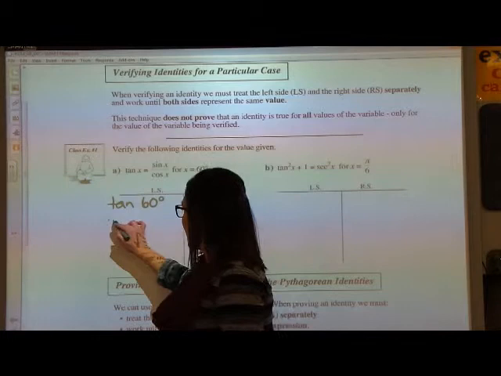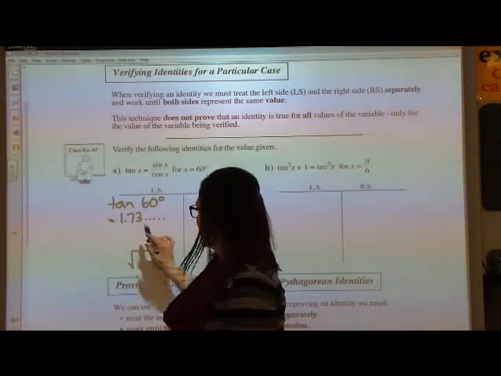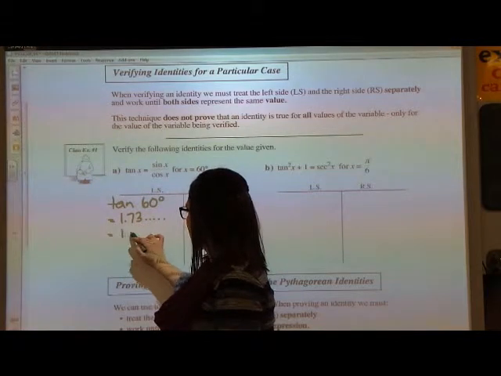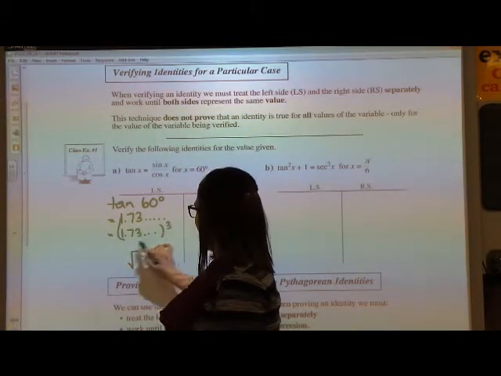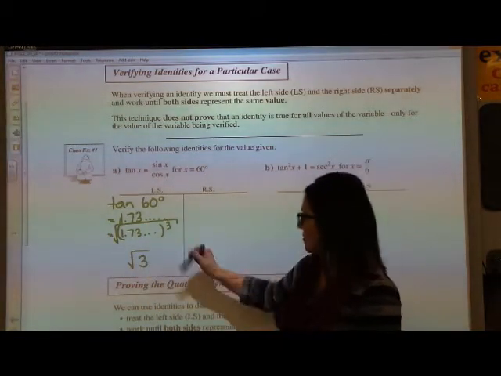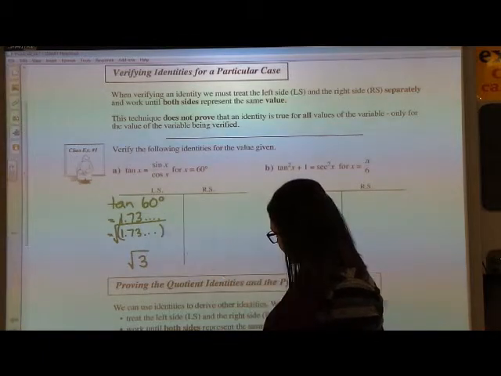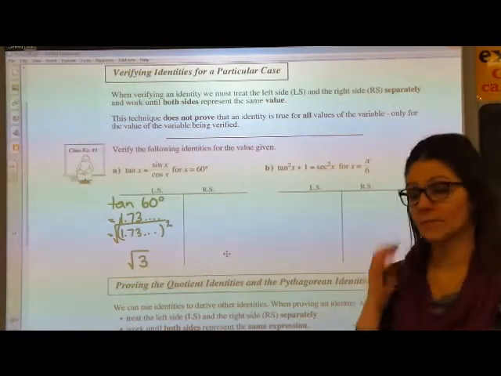Because what I do is I get this 1.73, which I square, and then I square root it. The squaring and the square root cancel each other out.